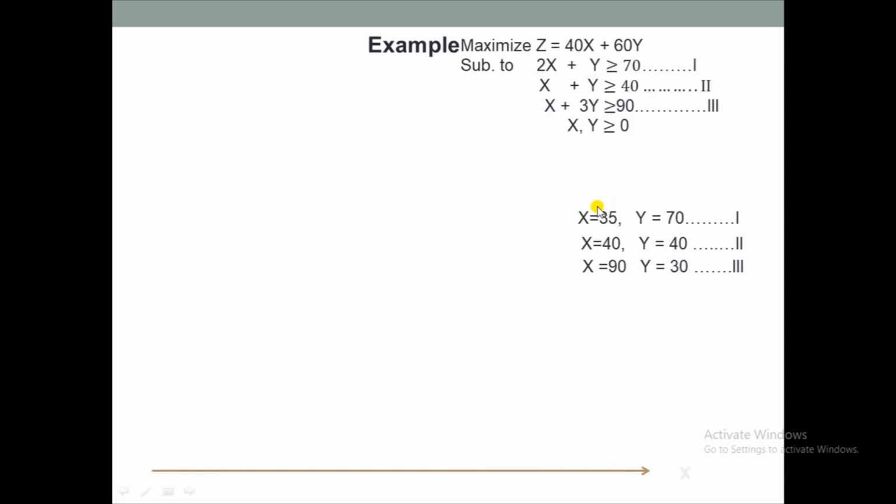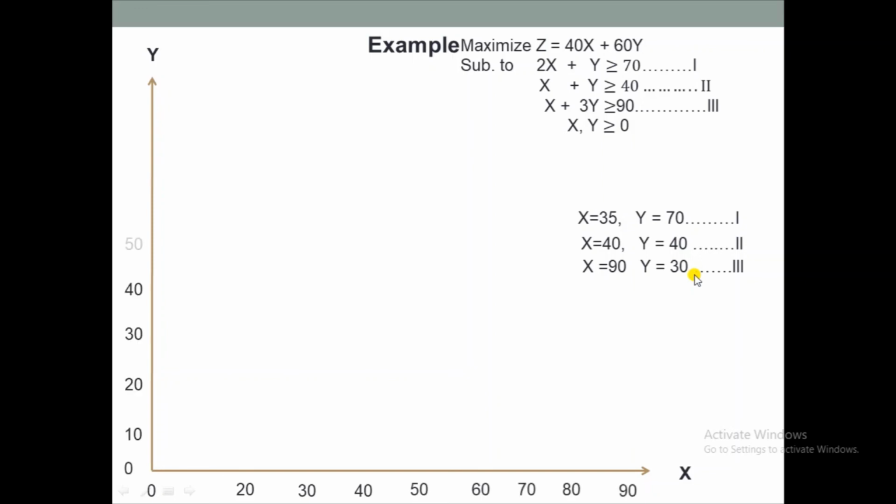We'll plot the coordinates along the graph. So x-axis, y-axis. The maximum value of x is 90, the maximum value of y is 70. So we want the coordinates within this only. We can have y up to a maximum of 70. We have the coordinates as per the values we have got here. Now the non-negativity constraint is x, y greater than or equal to 0, so all the points are going to be in the first quadrant only.